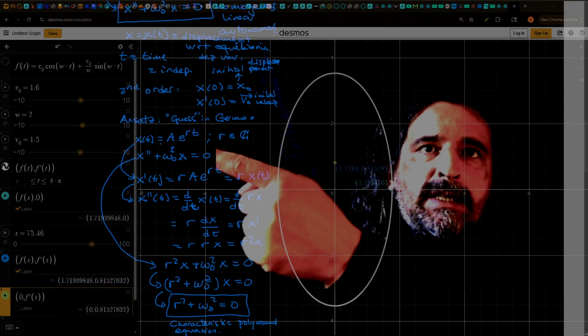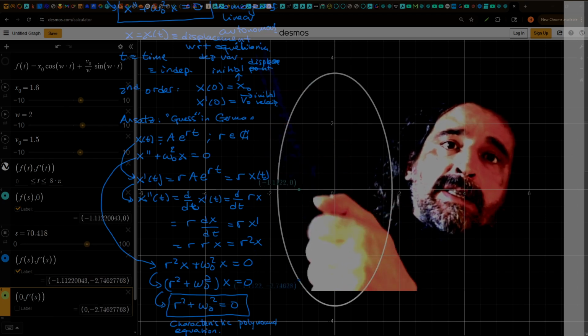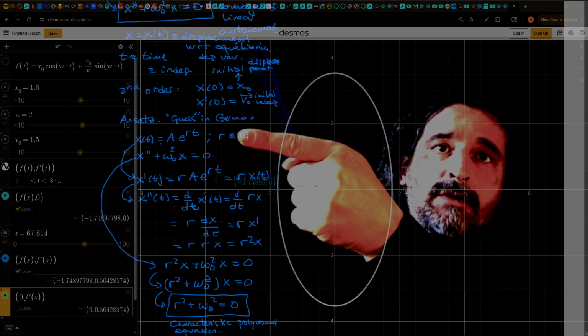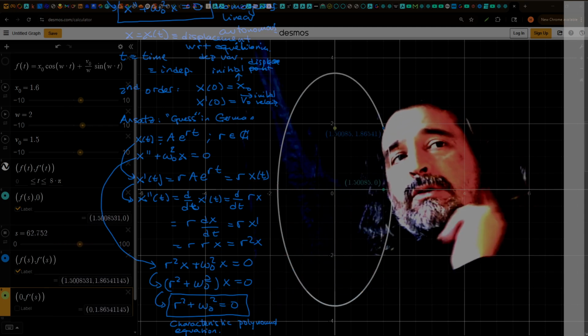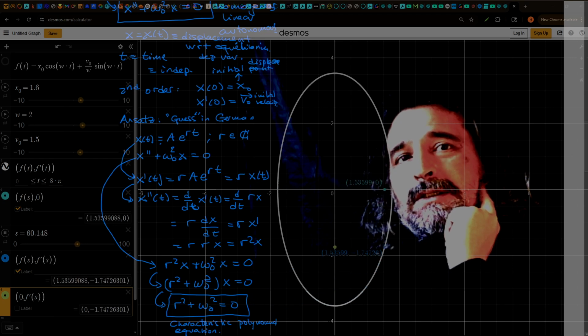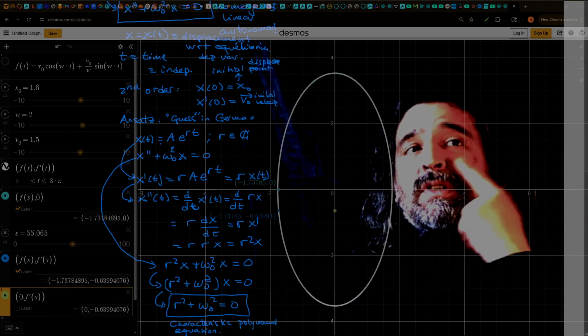This happened there, guess a solution, right? And if we do that guess, then the condition for that R is going to be this condition here. That will be your condition for the R. And then you solve for R, that tells you the frequency of your motion.